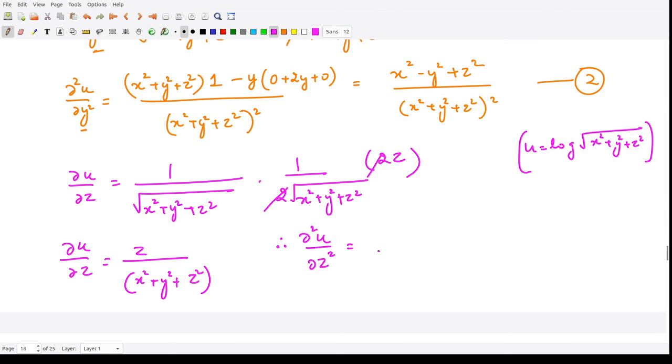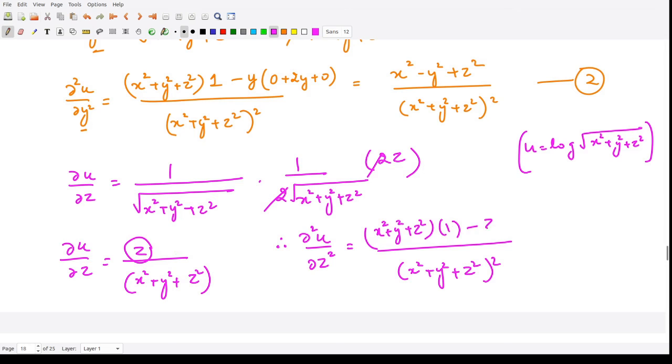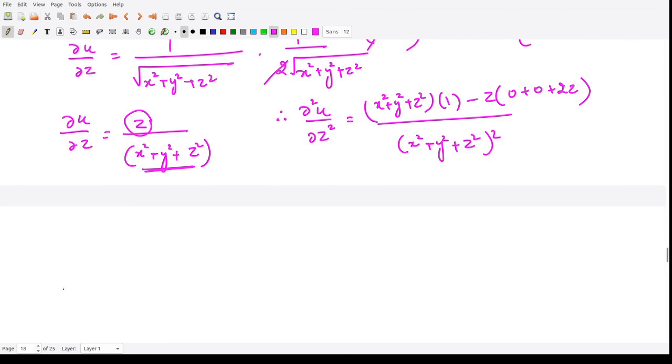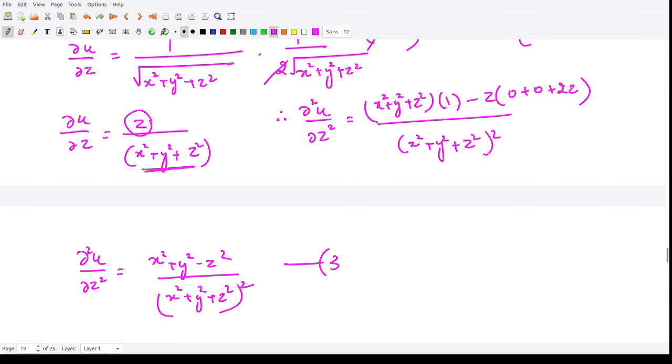And therefore what would be the partial derivative of u with respect to z twice? It would be equivalent to, again using the quotient rule for differentiation, the square of this quantity as the denominator, the derivative of the numerator with respect to z, that is equal to 1, and then the numerator as such, the derivative of this denominator. So it would be 0 plus 0 plus 2z. So finally you would have ∂²u/∂z² equal to (x² + y² − z²) divided by (x² + y² + z²) whole squared. So this is equation number 3.